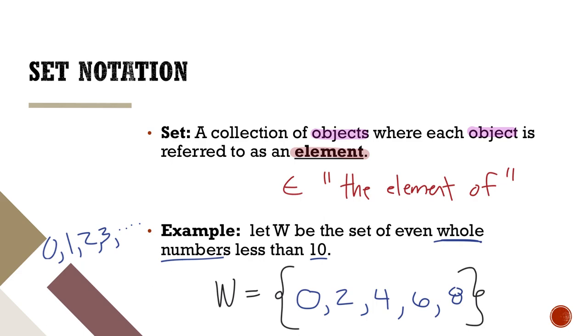So this is what we call set notation: a capital letter to define what the set is, the set brackets, and then each element inside. All of these are elements. So 0, 2, 4, 6, and 8 are elements in the set. That is where this element symbol comes from. And I could say, let's say, 0 is an element of W. That's how I could use that notation of element of.